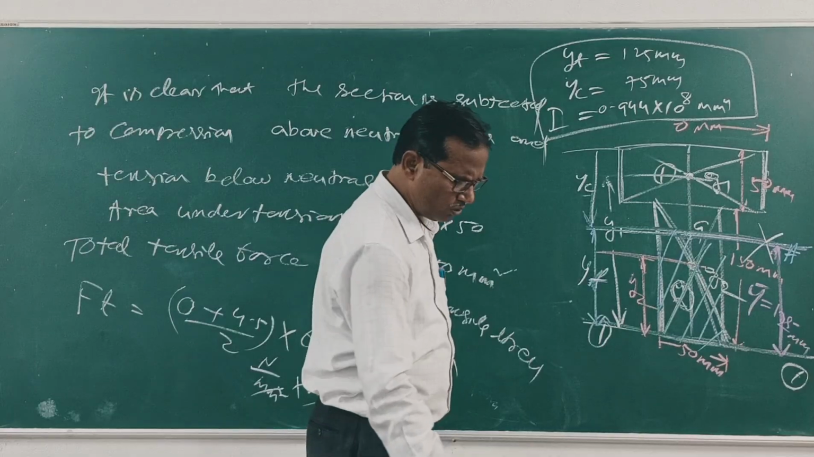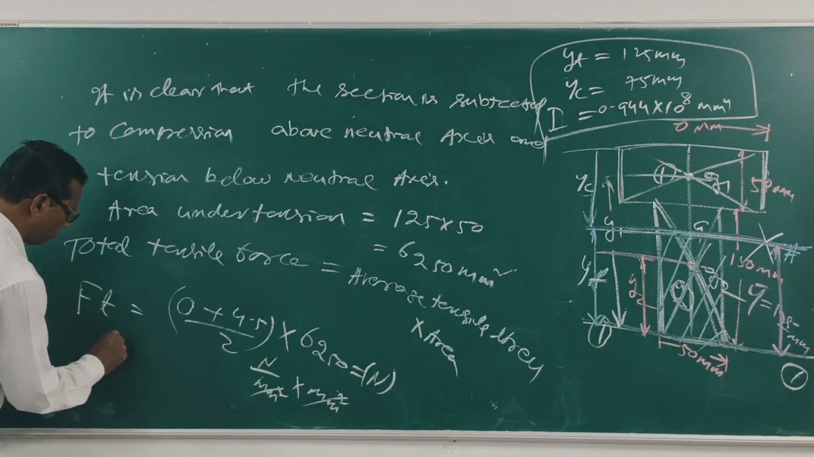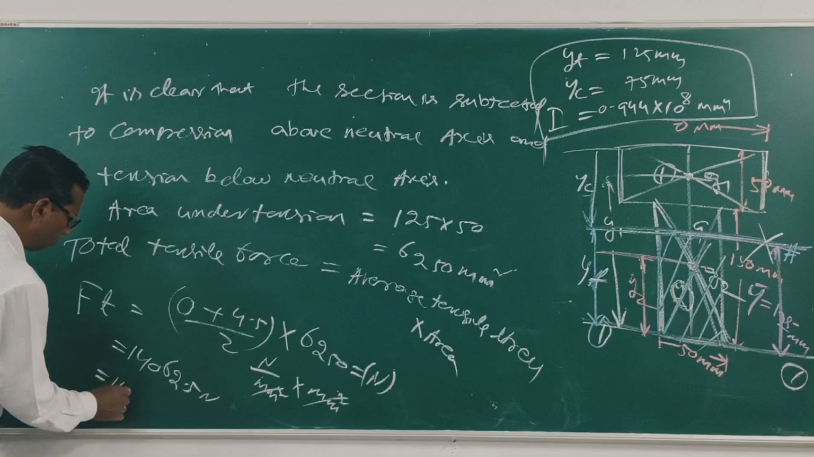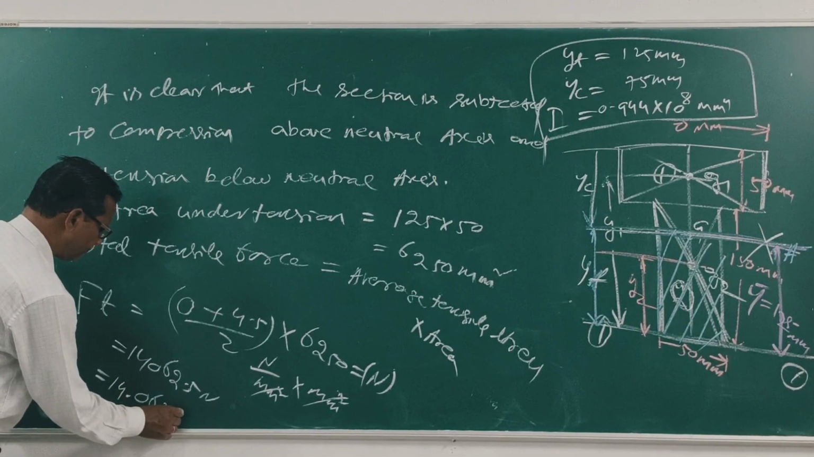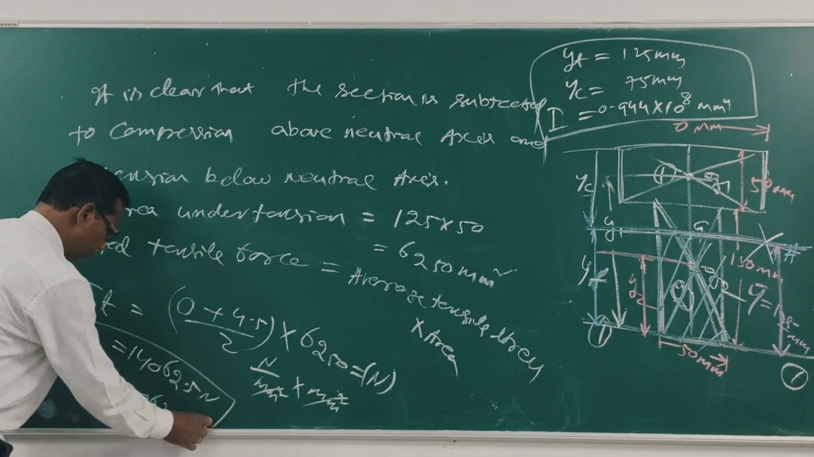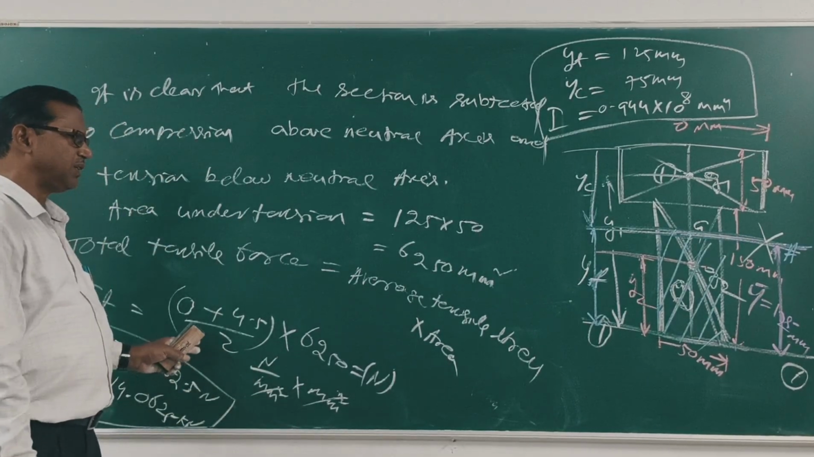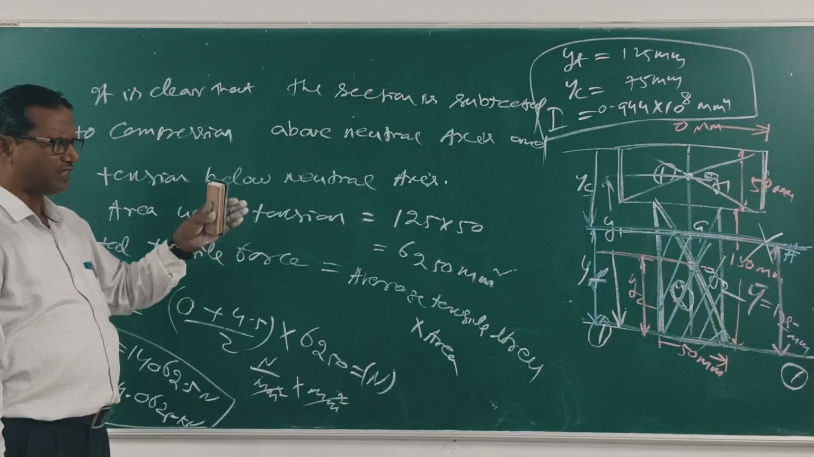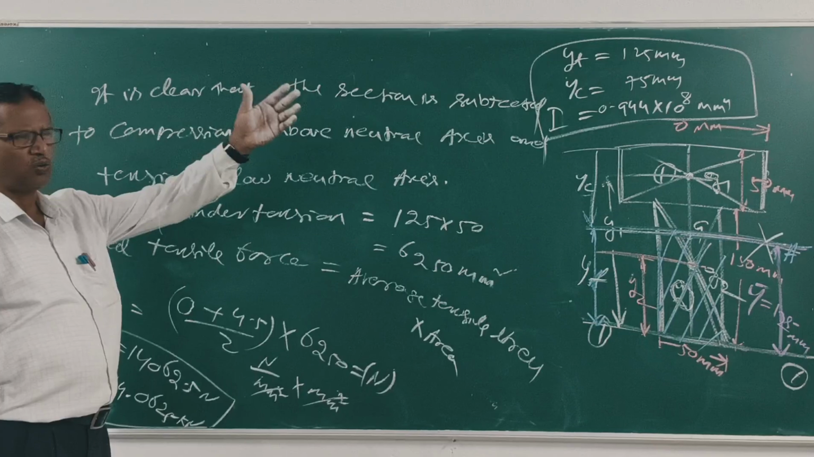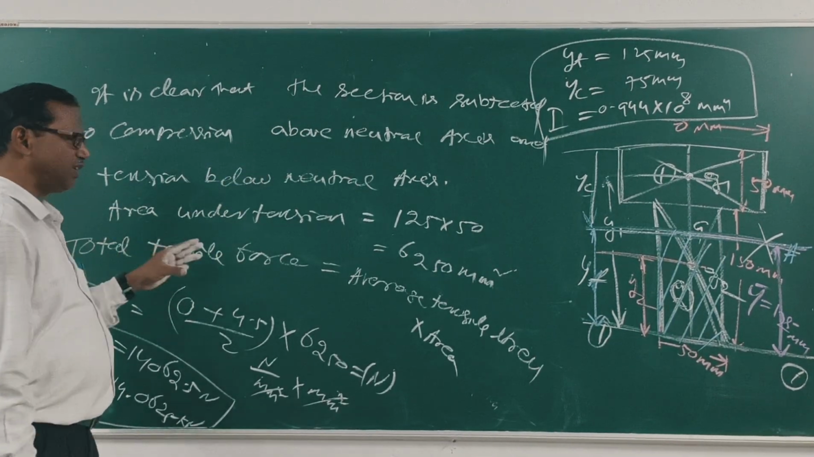Clear? So this will be 140625 Newton. This is equal to 1.065 Newton. FT is equal to. Clear? This is the total tensile force in the beam. Means below the neutral axis, the beam is subject to tensile force. Above the neutral axis, the beam is subject to compression force. Clear? This is question number 80.